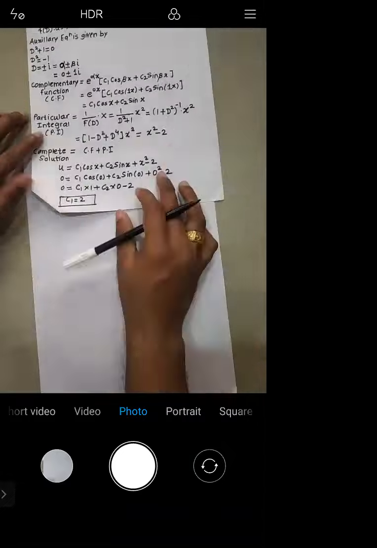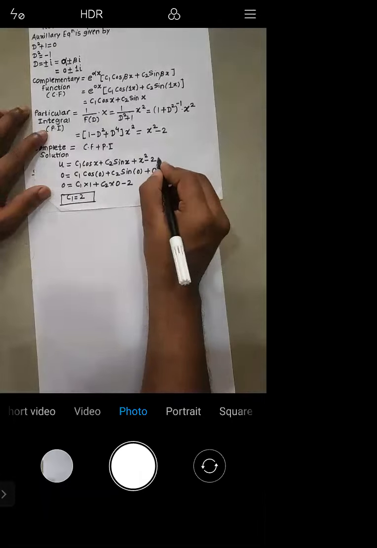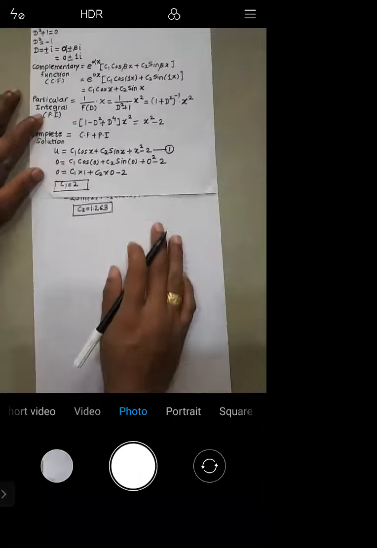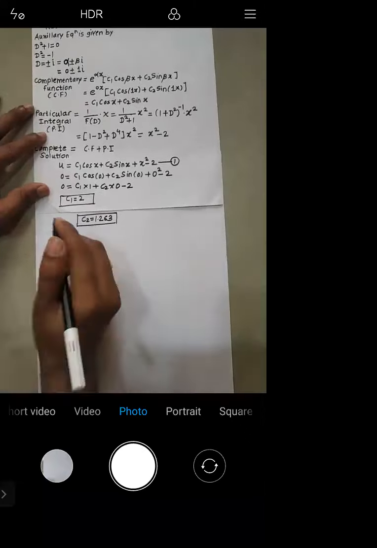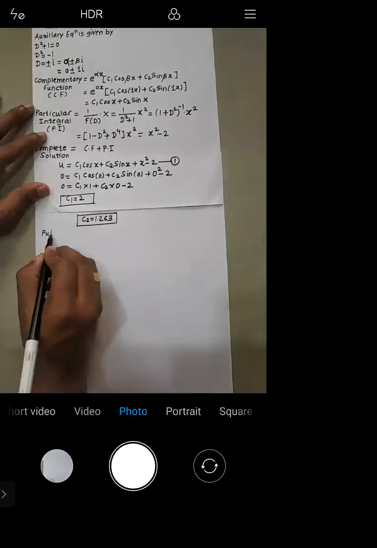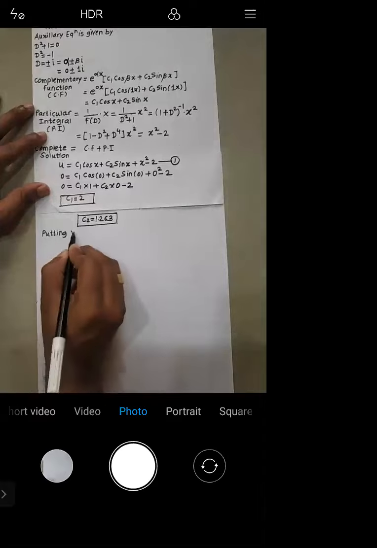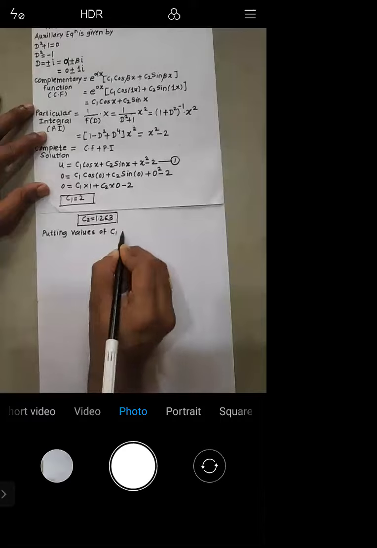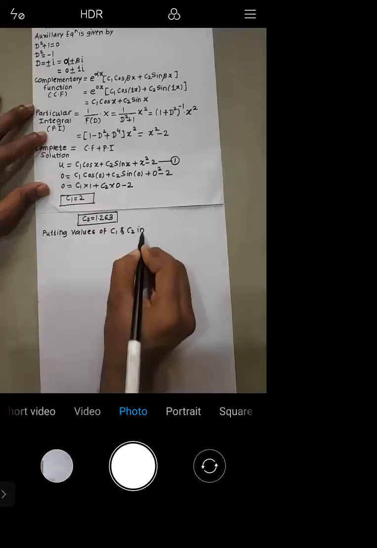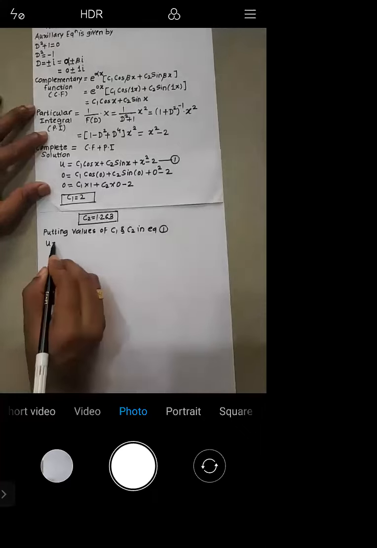Let me call this equation number 1. We will put these values of C1 and C2 in equation number 1. So, putting the values of C1 and C2 in equation 1, u is given by C1.